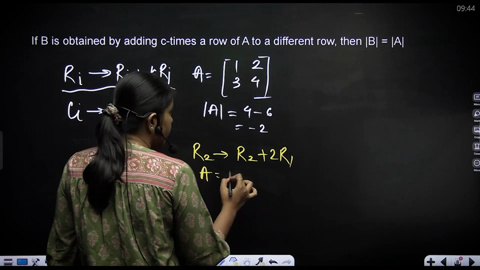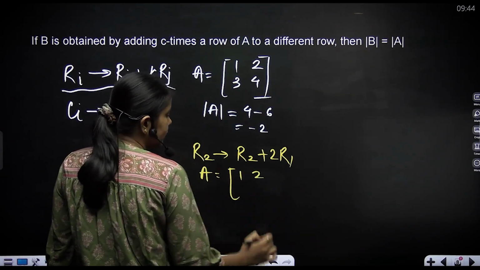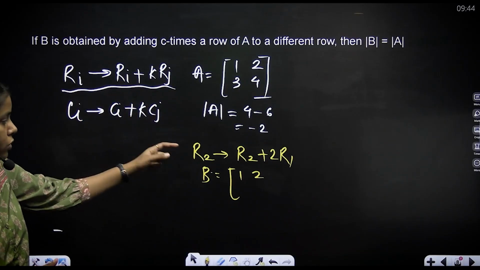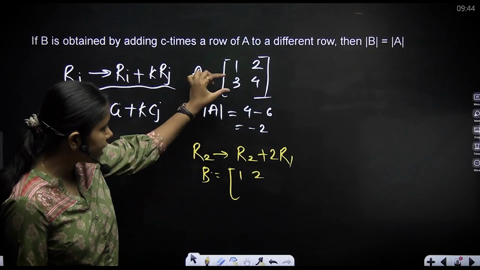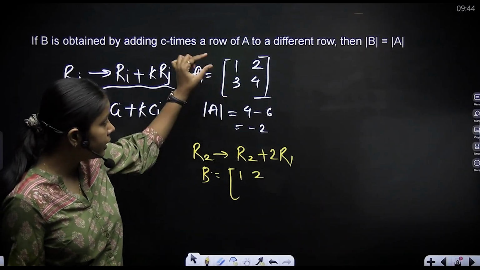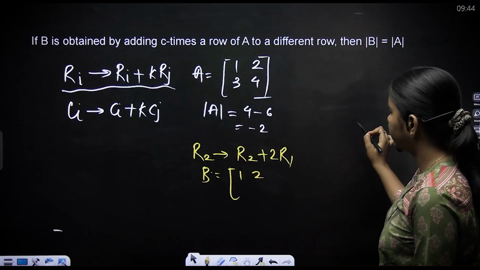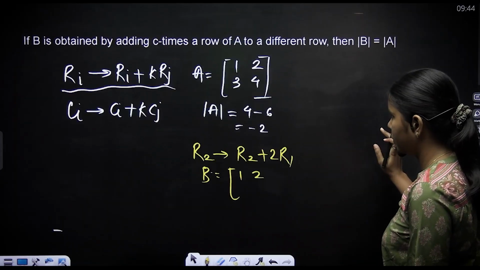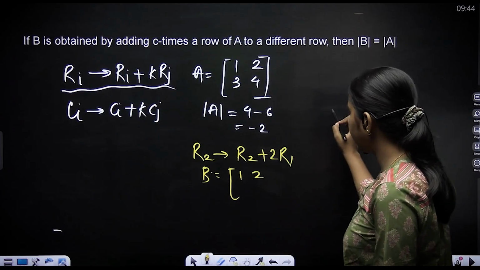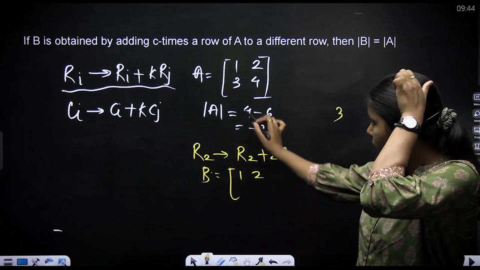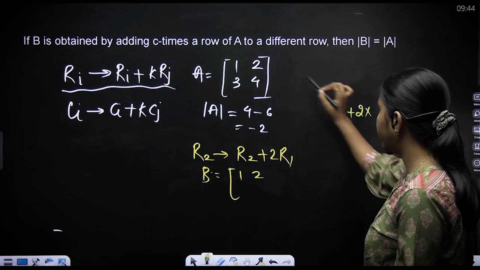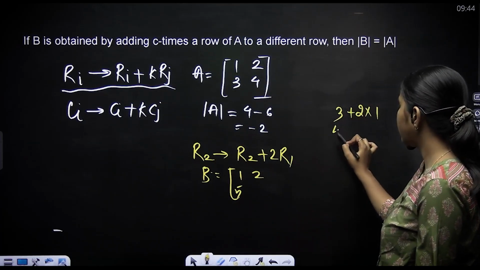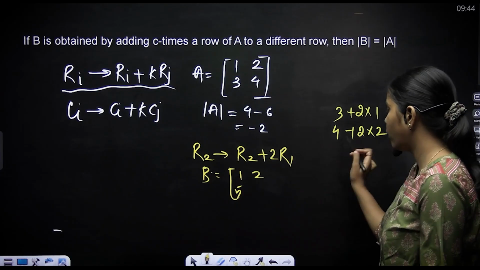So A would become 1 2, which remains as it is. Let's say I am making a new matrix B by applying that operation, R2 tends to R2 plus 2R1. Now how to apply that operation? Just take the first entry of R2, which is 3, plus 2 into the first entry of R1, which is 1. So 3 plus 2 into 1 gives me 5, and then 4 plus 2 into 2 gives me 4 plus 4, which is 8.